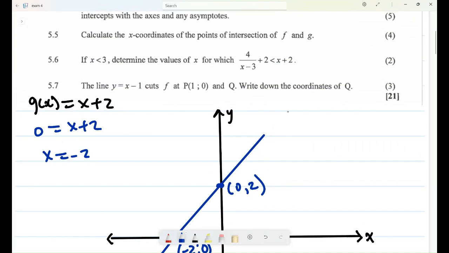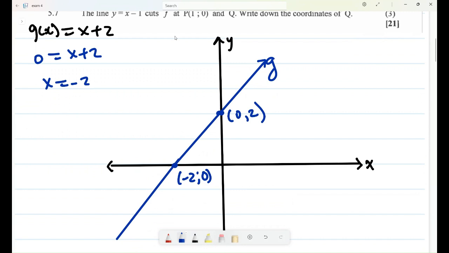So I'm done with my straight line. Just label it. This is the graph of what? G. Just label it G. All right. You can also show it like this and just say this is 2 here, then this is negative 2. You do not need to write it in terms of coordinates. All right. Then our graph goes to infinity.